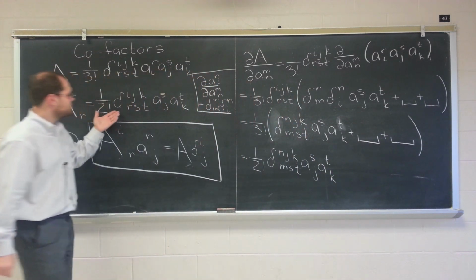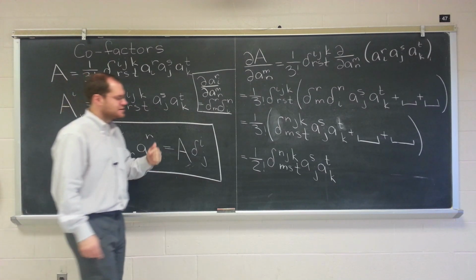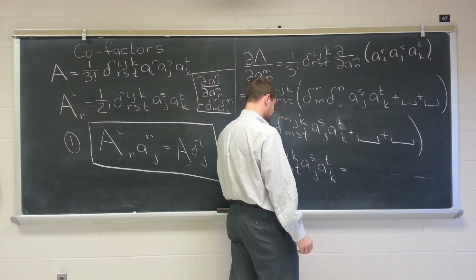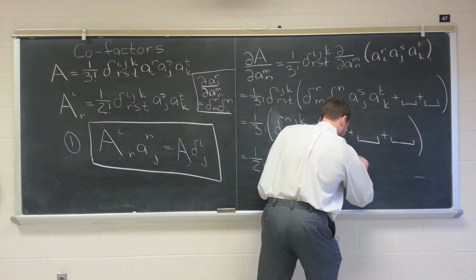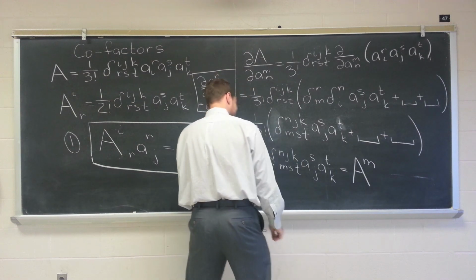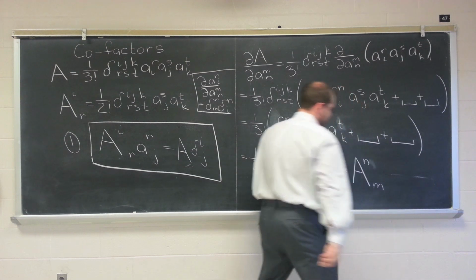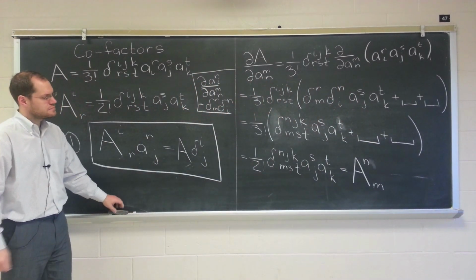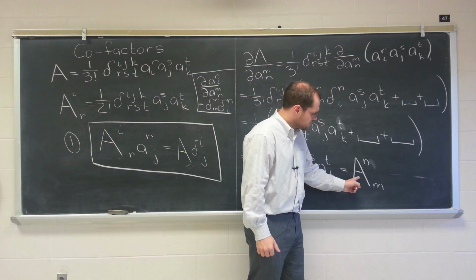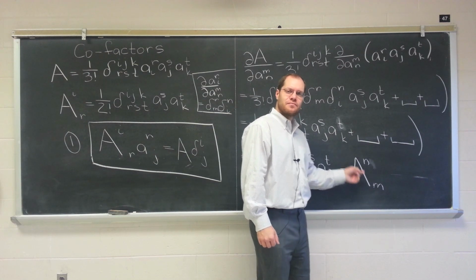And of course, we're basically looking at the definition of A^m_n. So that's the very important property of the cofactors, A^m_n on top, just like I mentioned before. And remember appropriately that this is the determinant times the inverse.